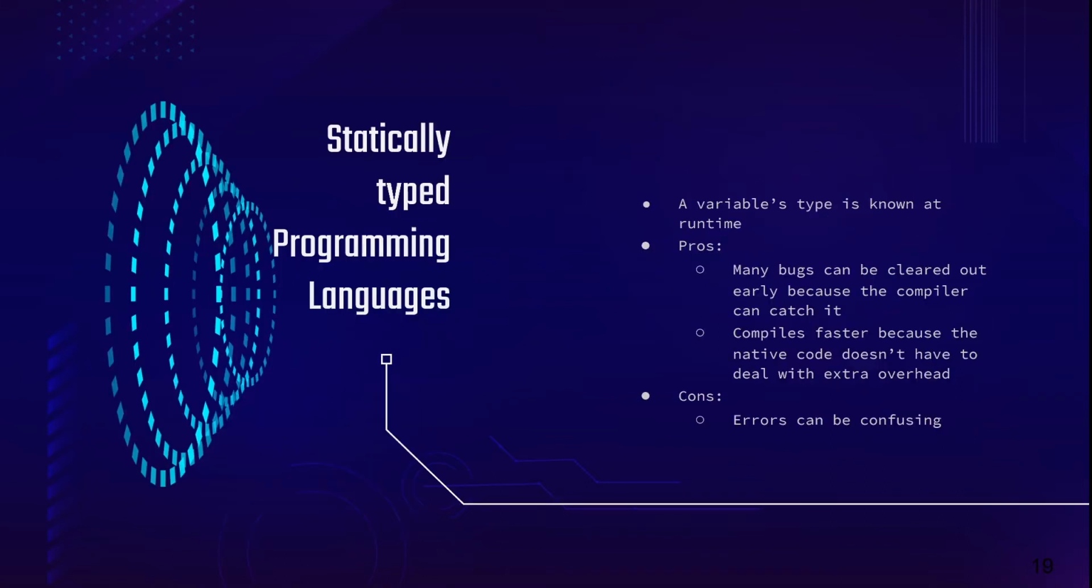Statically typed programming languages. This is its own thing. It's different from imperative versus declarative. Statically typed means that a variable's type is known at compile time. The pros of this are that a lot of bugs can be cleared out pretty early because the compiler will catch your error, and it'll compile faster because the native code doesn't have to attempt to figure it out.